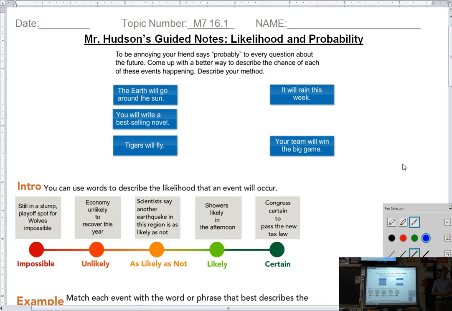So likelihood and probability. Really, probability is the mathematical way to express the likelihood of something happening. If I think about rolling 1 die, Moon, what's my chance of rolling a 5? How many outcomes are there on a die? 6. How many of those outcomes is a 5? So what's your probability? 1/6.